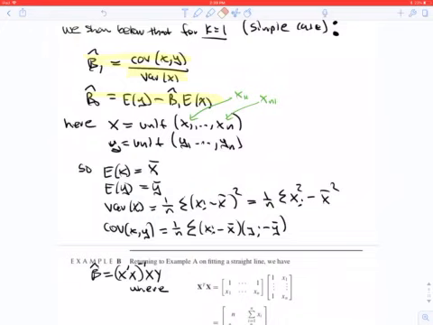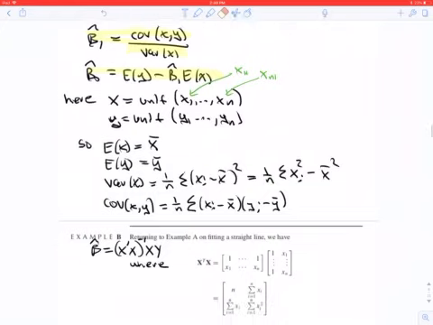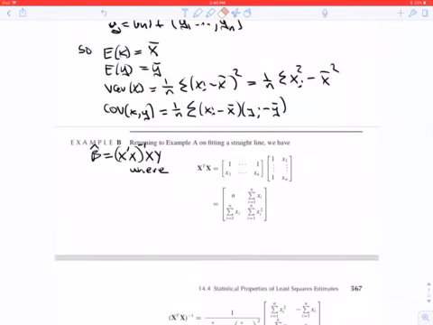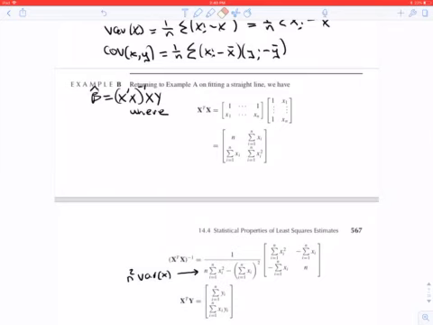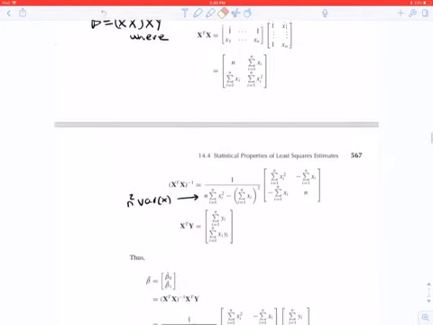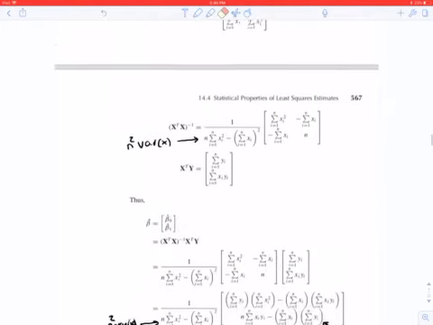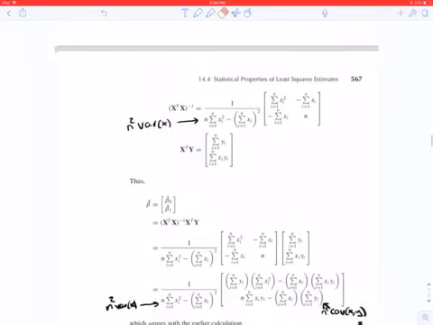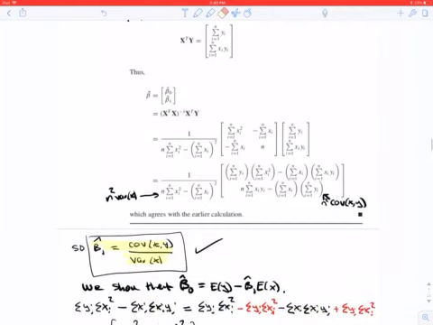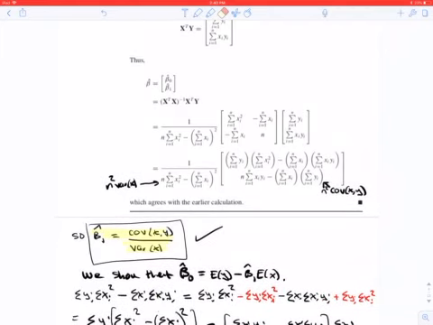So the expectation of x is just x bar, and the expectation of y is y bar. The variance of x and the covariance of x and y are just the familiar formulas for variance and covariance. Then, following the book, we can write out what x transpose x is, take its inverse, and multiply it by x transpose y. And wow, this is just so awesome. Look at this formula here.